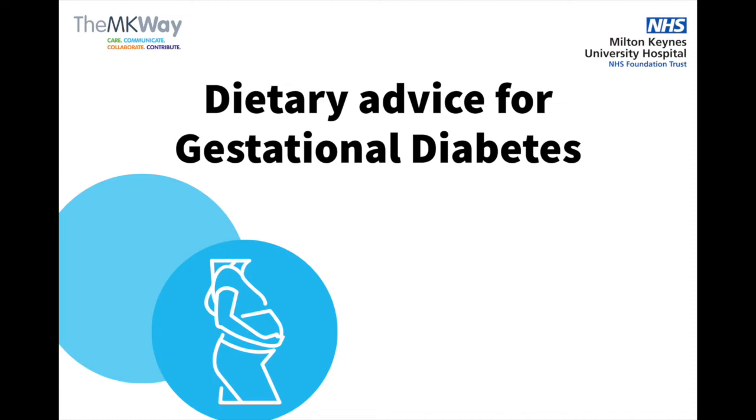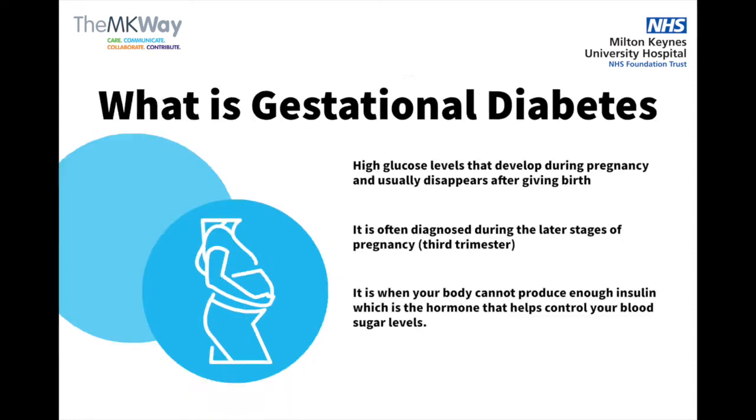This video provides you with some basic first-line advice for gestational diabetes. So what is gestational diabetes? This is when you have high glucose levels that develops during pregnancy and usually disappears after giving birth. It can happen at any time during pregnancy, but it is more common in the second or third trimester.